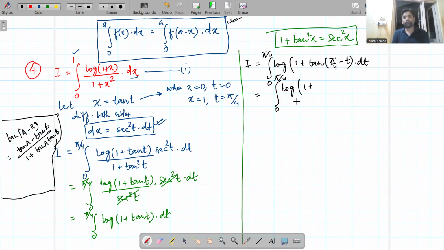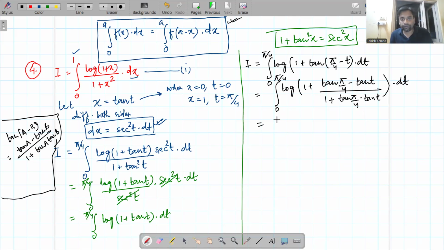Got it? So we will be using this here. So this is 1 plus tan A, that is tan pi by 4, minus tan B, where B is t, over 1 plus tan A tan B, so pi by 4 into tan B is tan t, tangent of t. Got it? And this whole thing is inside the integration.